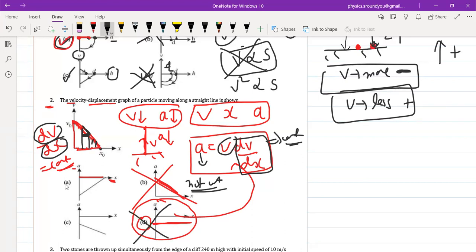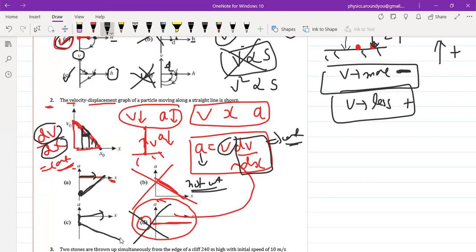Now, between A and C. What can be the right thing? Because in both cases, acceleration is negative. In the first case, as x is increasing, acceleration is increasing. Though it starts as negative, as I increase x, acceleration is becoming more and more positive. But here, though initially it is negative, as I increase x, acceleration is becoming more and more negative.